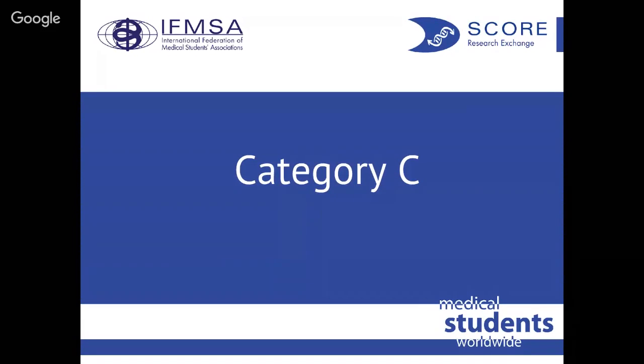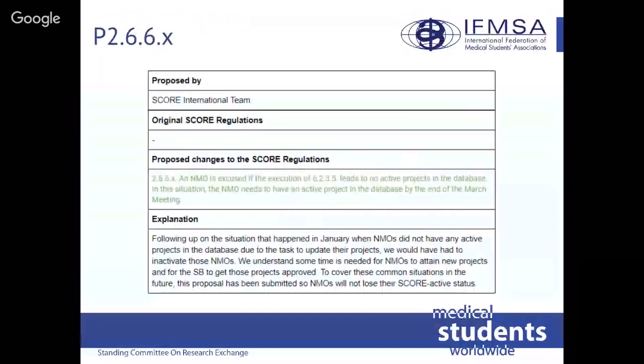Now for category C, we have proposal 2.6.6.x. This is a new original regulation that says an NMO is excused if the execution of 6.2.3.5 leads to no active projects in the database. In this situation, the NMO needs to have an active project in the database by the end of the March meeting.